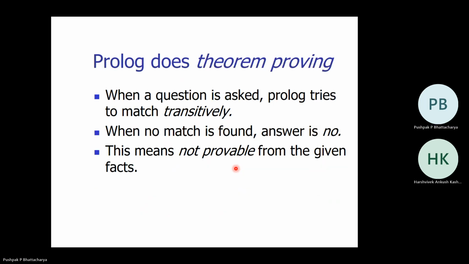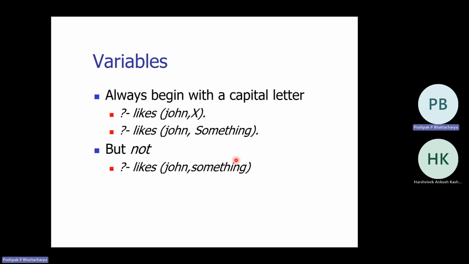So Prolog does what is called theorem proving. When a question is asked, Prolog tries to match transitively. When no match is found, the answer is no. This means not provable from the given facts. The variables are another building block of Prolog. They always begin with a capital letter.